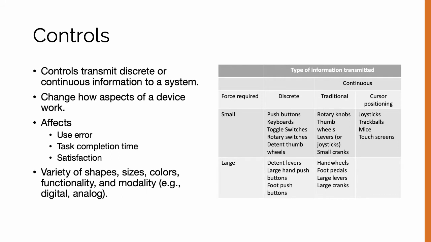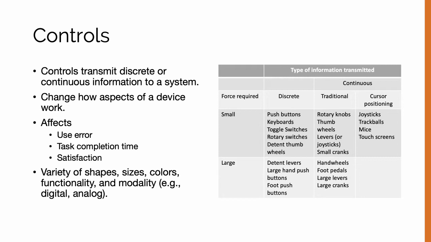Controls, of course, are the things that enable you to transmit information to a system or a product, and basically they can change how the system or the device or the product works. The important thing about controls is how they're designed can affect all kinds of things: use error, task completion time, satisfaction, all kinds of things. And thankfully, we have a lot of things to play with in terms of our bag of tricks when we're designing controls. We can choose different shapes and sizes and colors and all of those kinds of things. And that helps us dial in just exactly the right controls for the particular task.